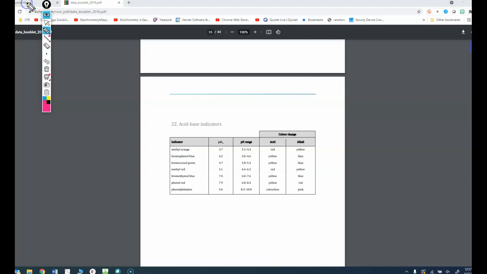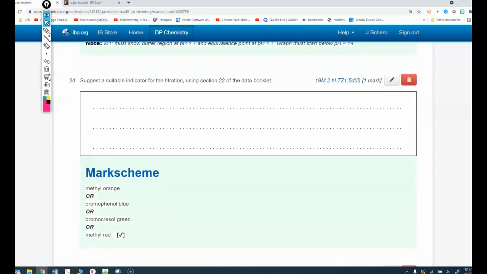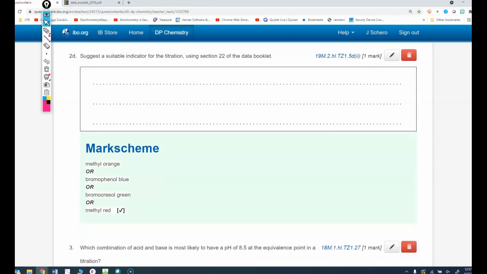So let's go see how right we are about that. All right, suitable indicator: methyl orange, bromthymol blue, bromcresol green. They even picked methyl red as a possible choice as well.